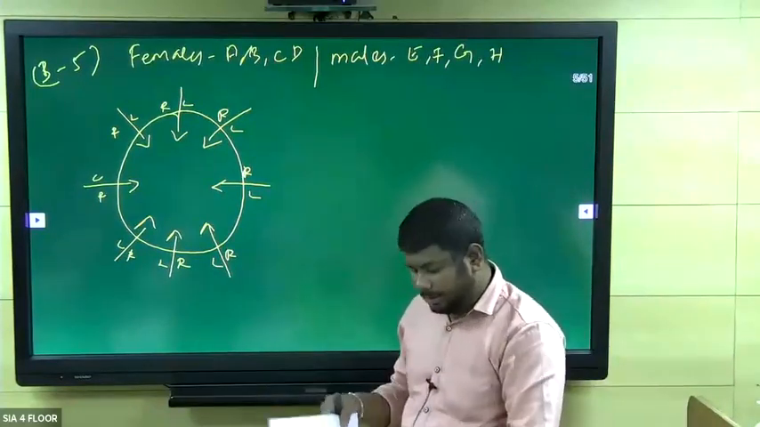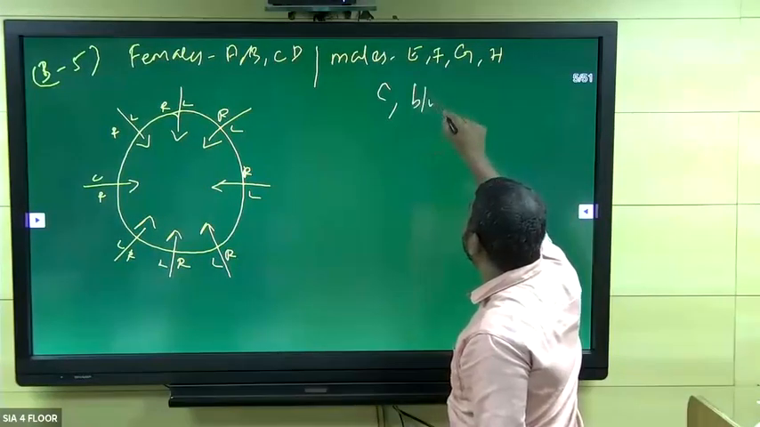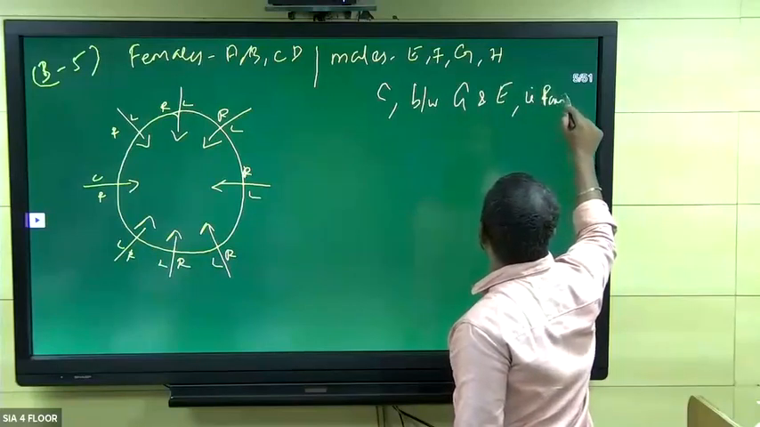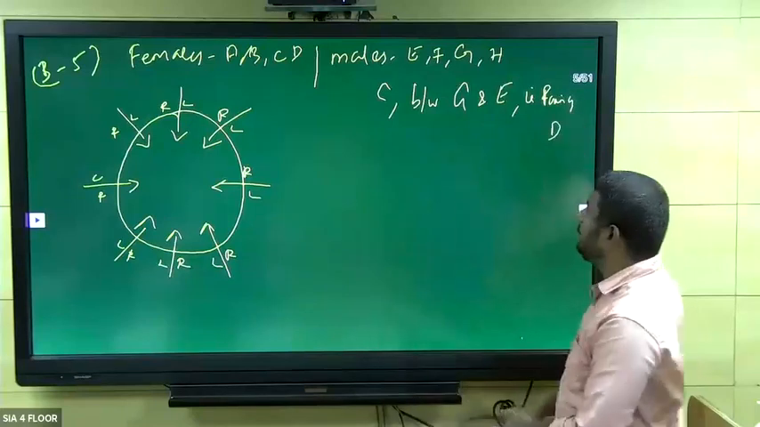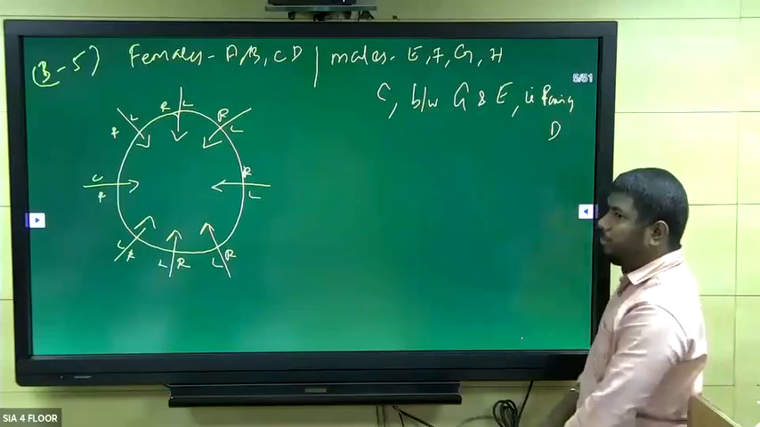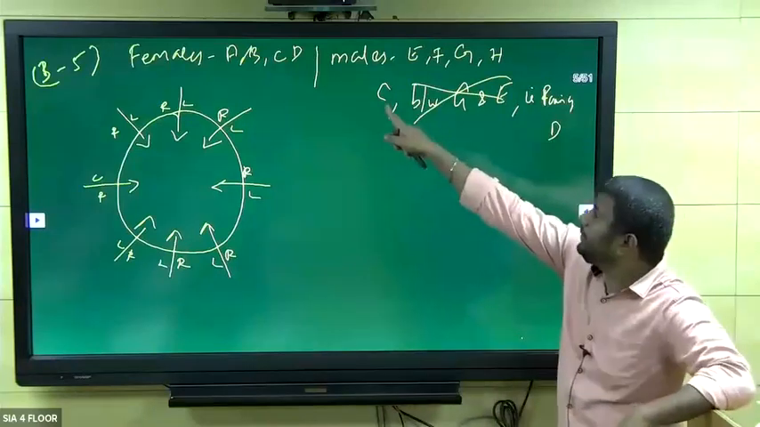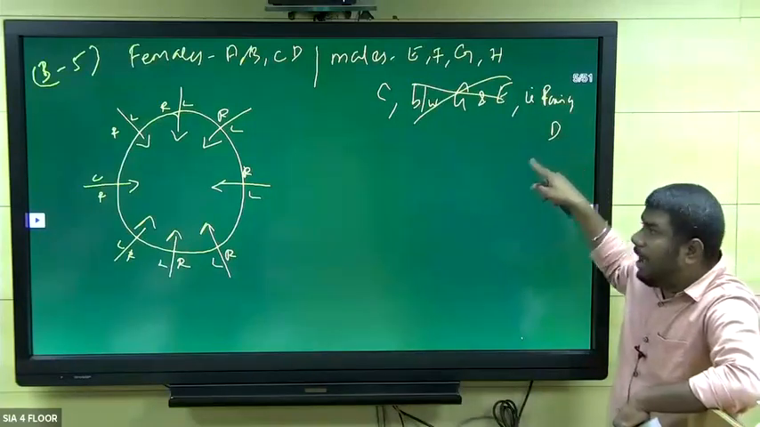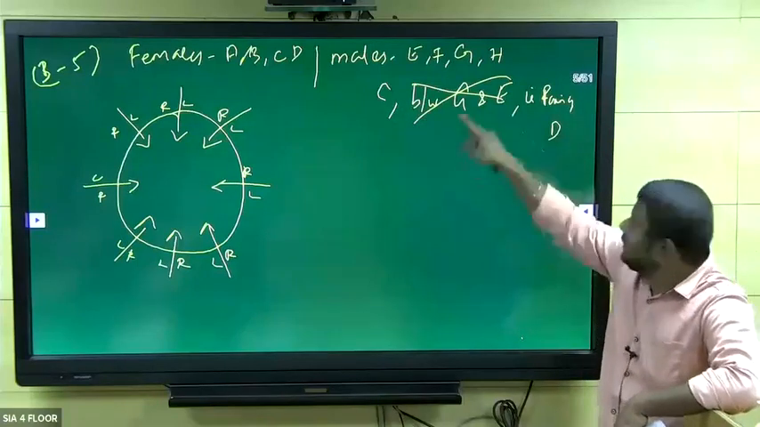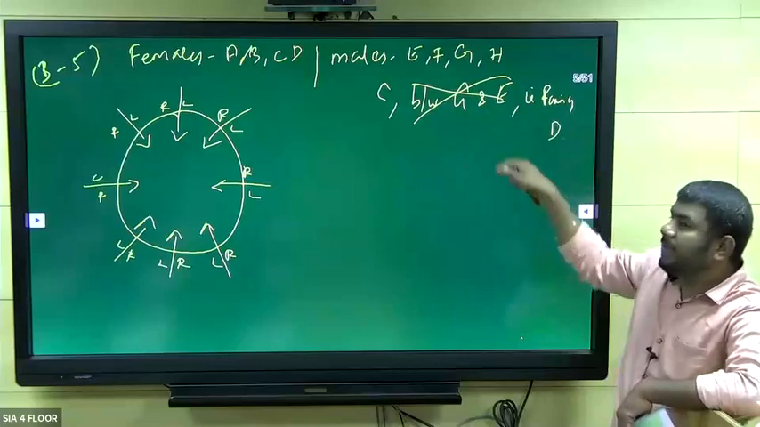So next, C is sitting between G and E, facing D. Guys, listen here. Whenever you see a sentence like this, C, comma, between G and E, comma, you can read the sentence like this and eliminate that part. C is facing D, is sitting between G and E. So read it like this: C is facing D, sitting between G and E.